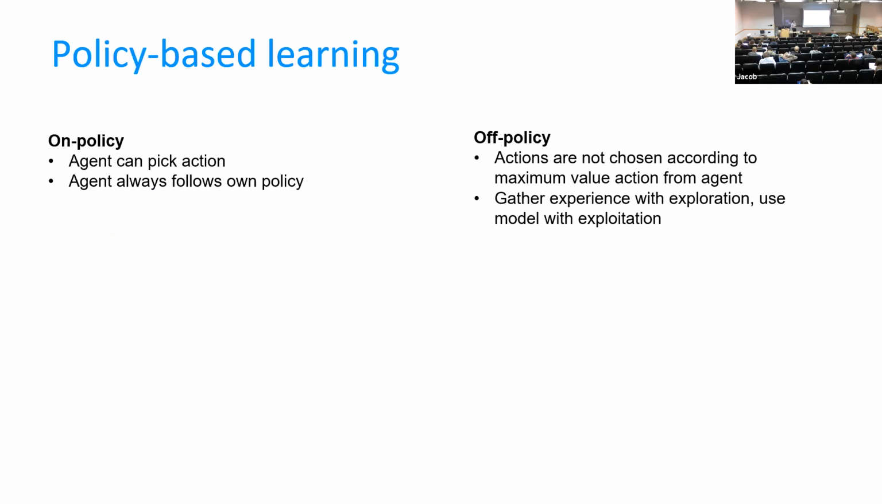So just a couple of terms for background on policy learning. There's on-policy learning and off-policy learning. On-policy learning is where the agent picks our actions, and we always follow the policy of our agent. For example, in our DQN algorithm, we were taking a random action some of the time. Taking a random action would be considered off-policy. Off-policy is where actions are not chosen according to the maximum value action from the agent. Often off-policy learning is used to gather experience with exploration, and then when we actually use the model, we will exploit what we've learned.